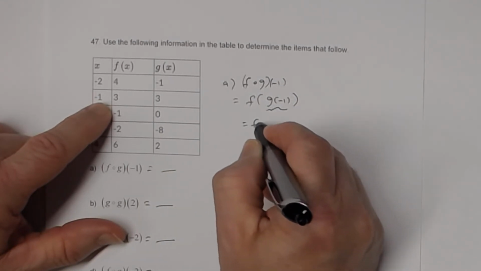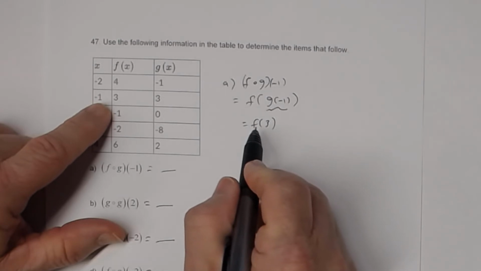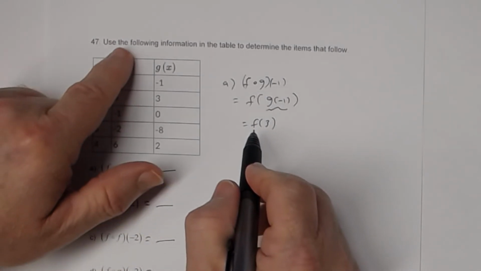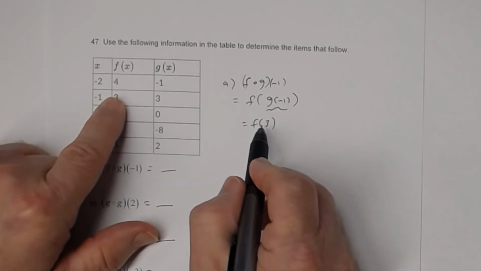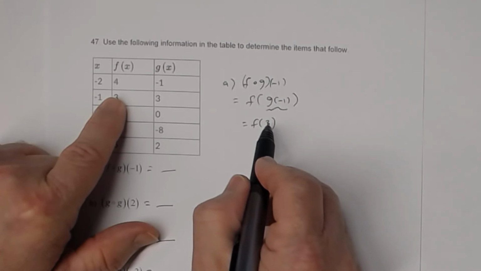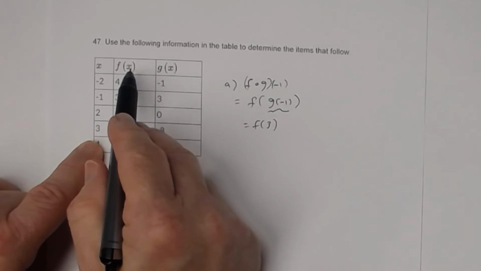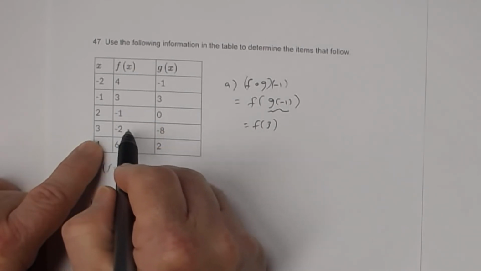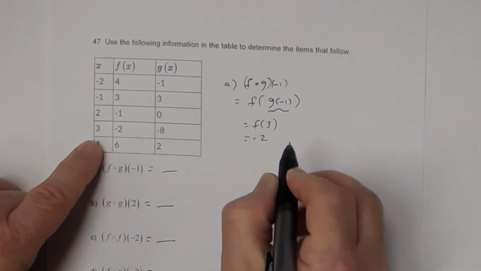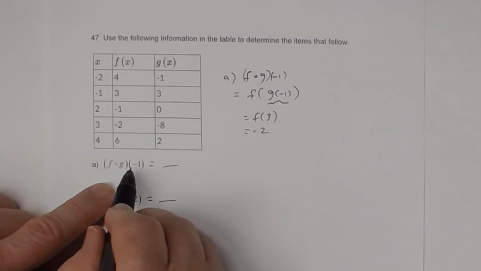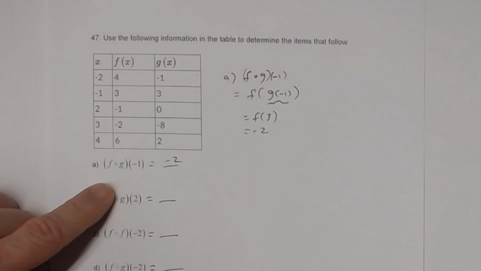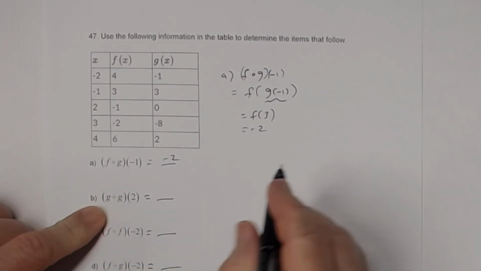So now I'm going to find f of 3. f of 3 means I go to my table, my f of x column, and when x is 3, I find out what my y value is. So when x is 3, f of 3 is -2. So that's -2. So what that means is that f composed with g at -1 is -2. Then you do the same thing with b.